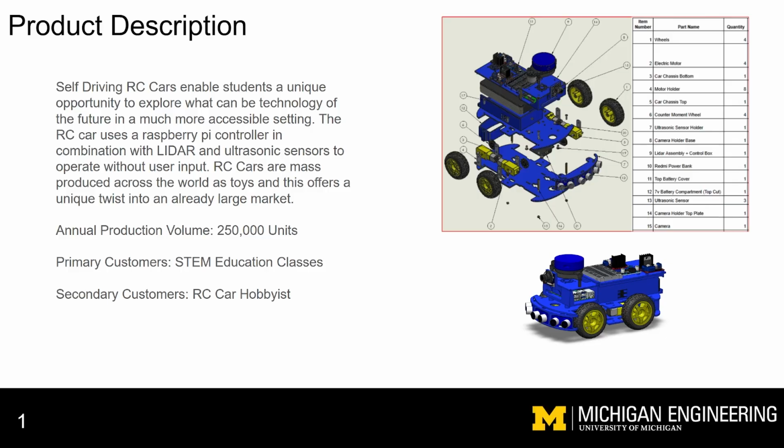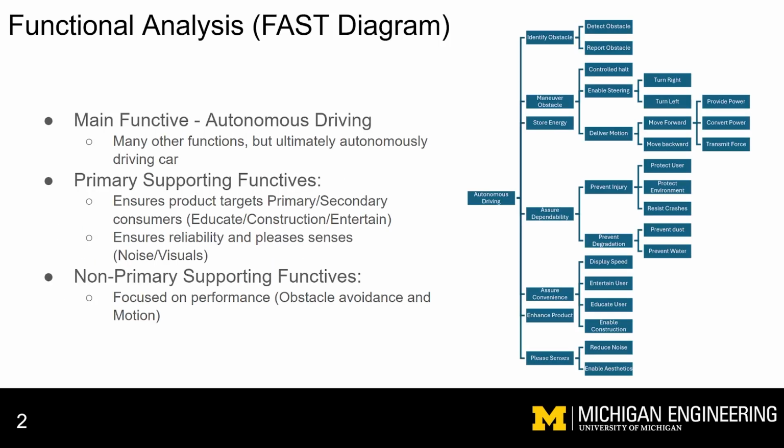RC cars are already very popular and mass-produced, so the self-driving aspect offers a unique twist into the large market. We estimate the annual production volume to be 250,000 units. Our primary customers will be students as well as teachers in STEM-related courses, and secondary customers will be RC car hobbyists and enthusiasts.